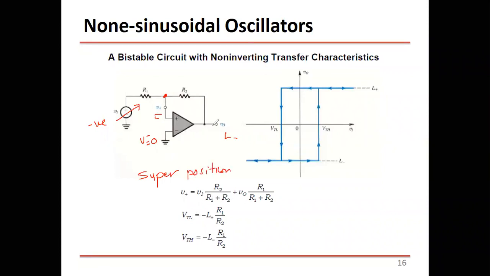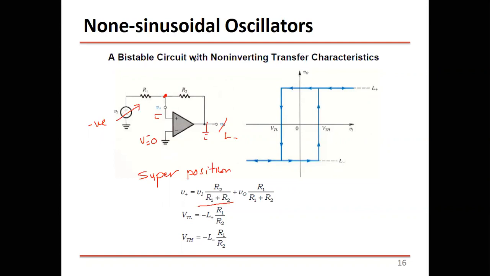So if you assume that V out is 0 and you find the V plus due to the V input, this is what you're going to get. Due to V input only, the V plus is V input times R2 divided by R1 plus R2, because you assume this is 0.